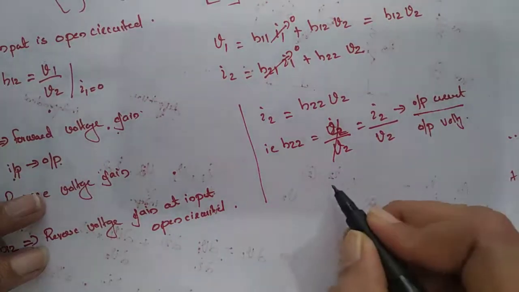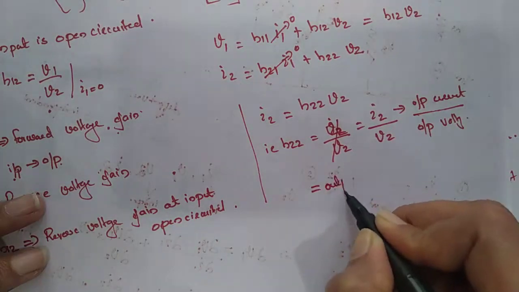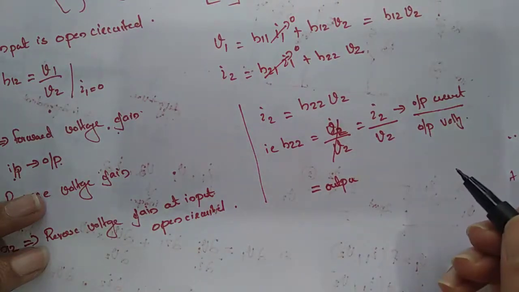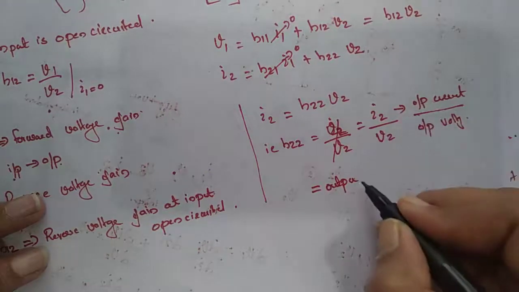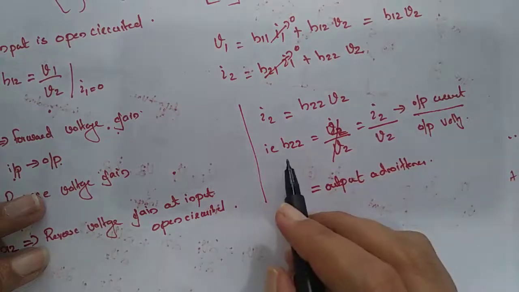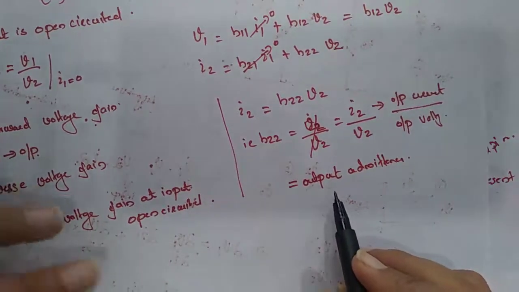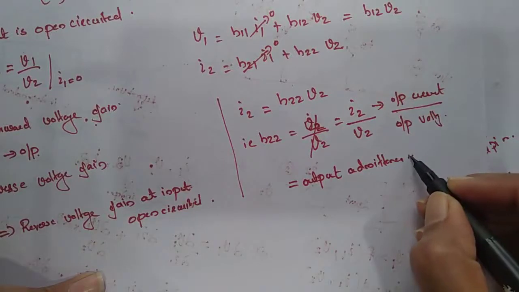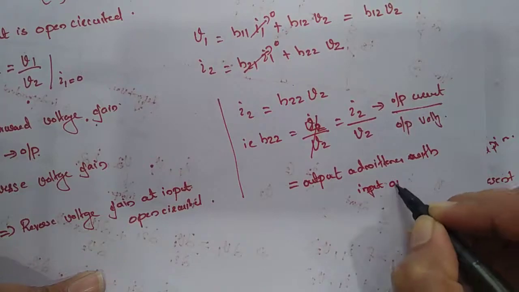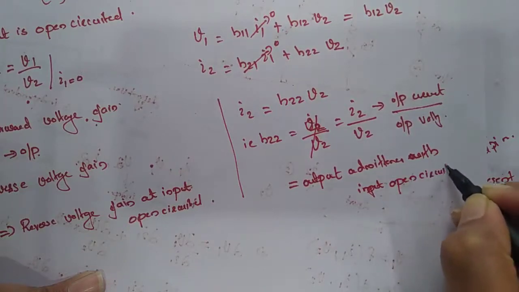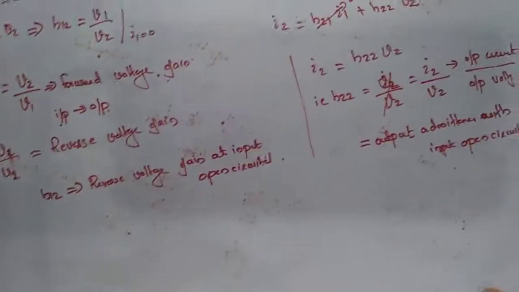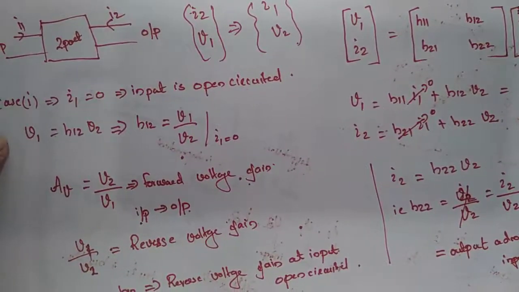I by V, we call it output admittance. V2 by I2, V by I is impedance, and I by V is admittance. So I2 by V2 we call output admittance. So how can we name this term H22? H22 can be notated as output admittance with input open circuited.